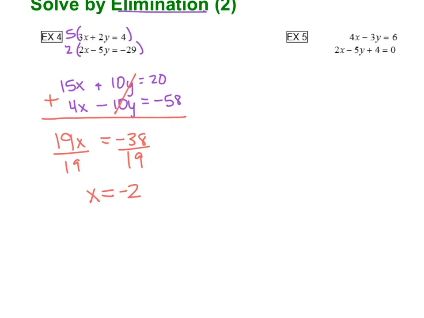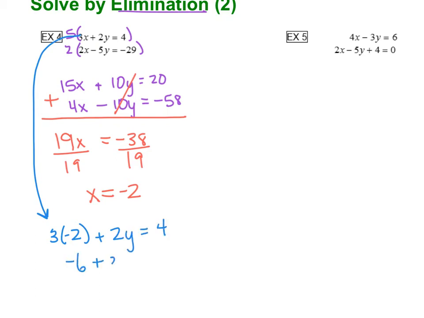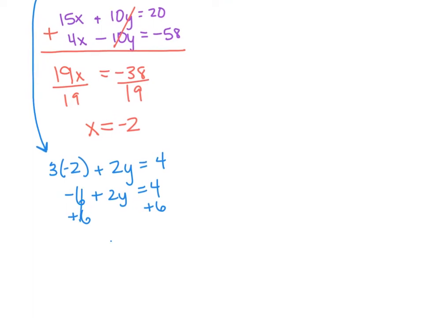Now to get the y value, go back up to the top equations and figure out which one looks a little easier. For me, maybe the top one looks easier. We're going to plug in that negative 2 for the x. So we're going to do 3 times negative 2. So again, we're taking this top equation and just plugging the number in. Plus 2y equals 4. So this gives us a negative 6 plus 2y equals 4. Let's solve for y. Get that y by itself. Divide by 2, and y is a 5.